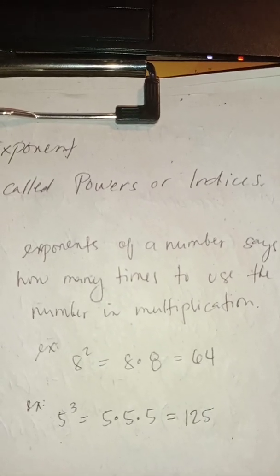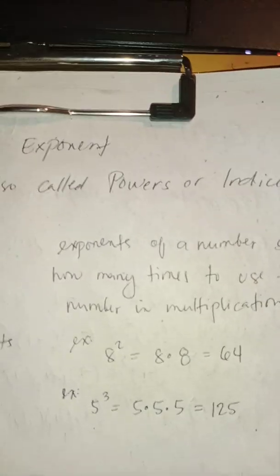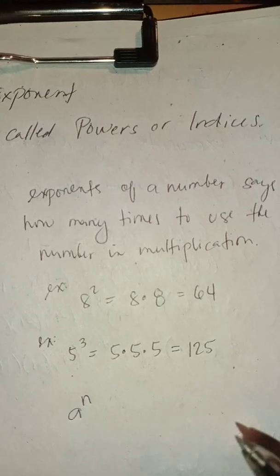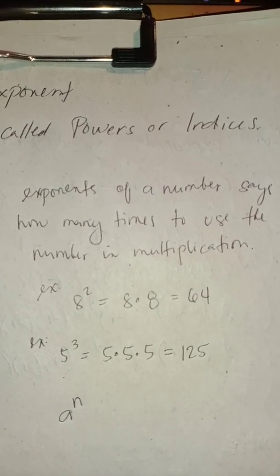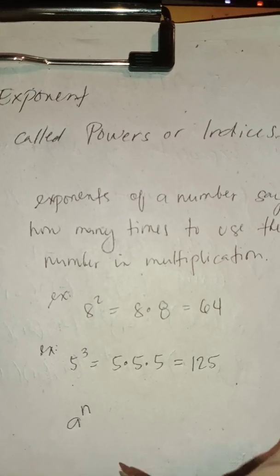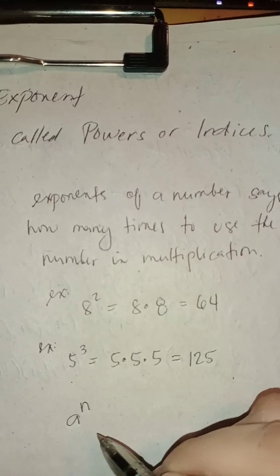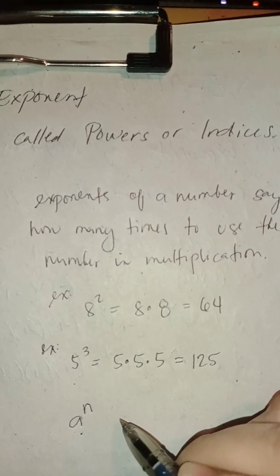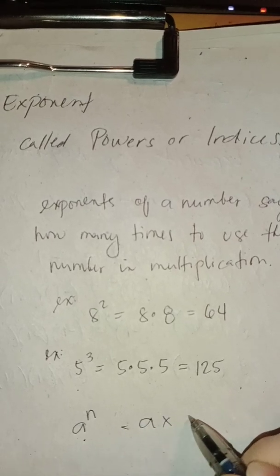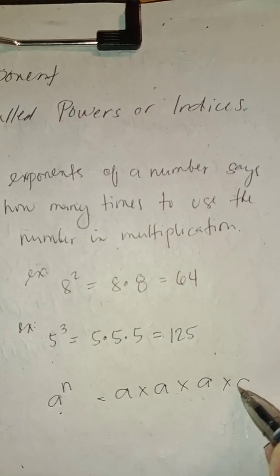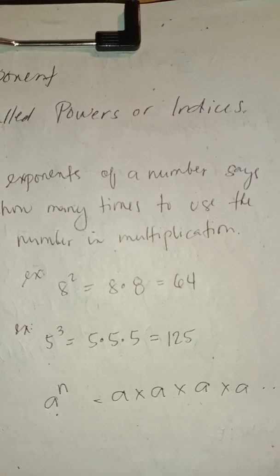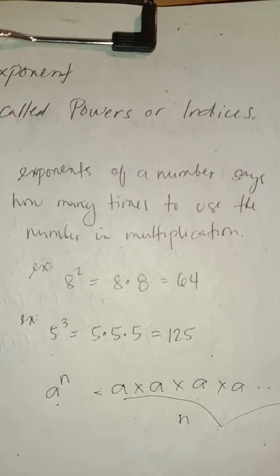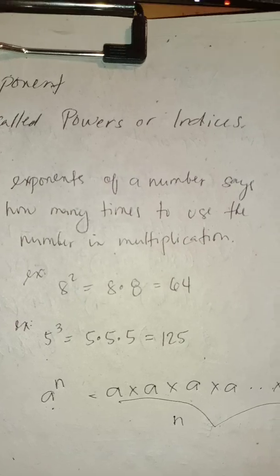So in general, in general rules, a raised to the power of n tells you to use a in a multiplication n times. Ibig sabihin, a to the power of n, use a in a multiplication n times. Example lang, a to the n is a times a times a and so on, times a. Ganyan siya. Tapos, yung n, kung ilang beses yan. Naintindihan? So, sa positive, ganyan.